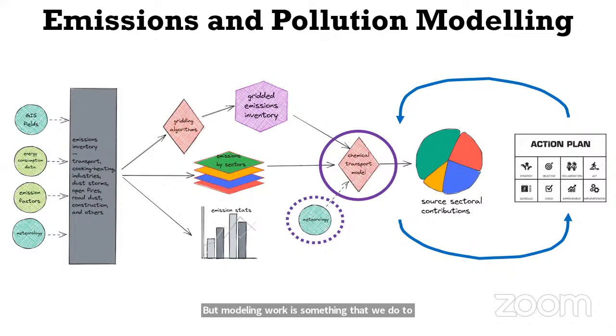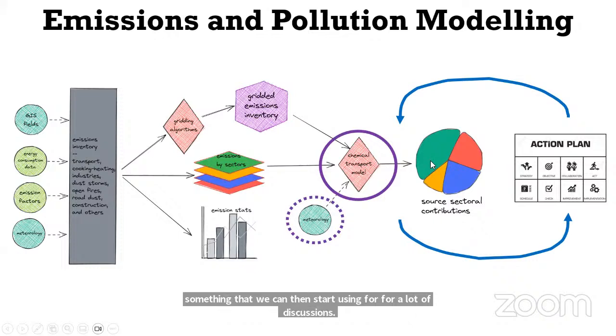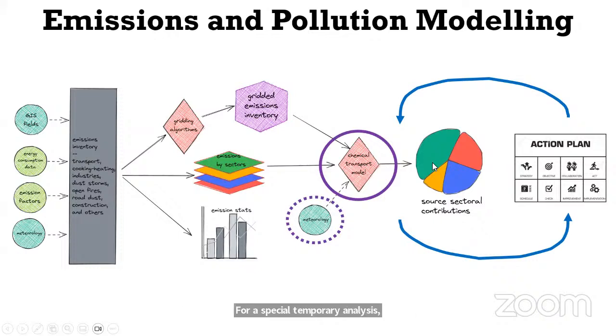It's a very involved exercise. It requires a lot of information at a lot of different stages, right from building an emissions inventory to doing a full-scale meteorological modeling that can be a direct input to the chemical transport models. And that is something that we can then start using for a lot of discussions, for spatial temporal analysis, for source apportionment, or for building an action plan that can be used for both regulatory and science discussions.